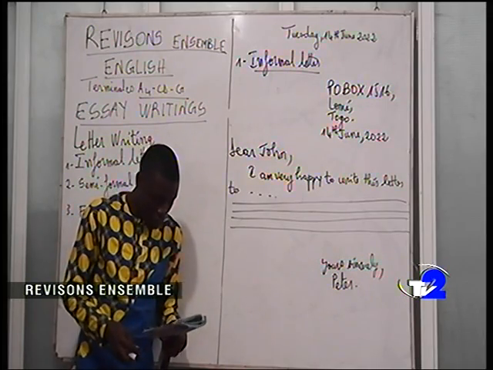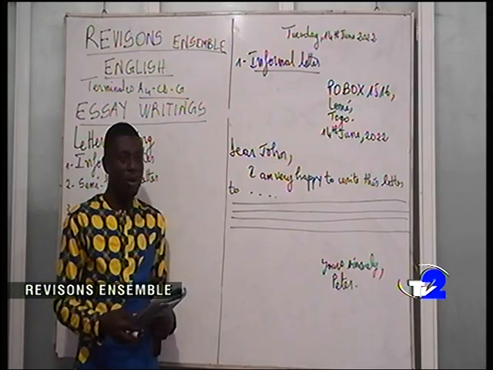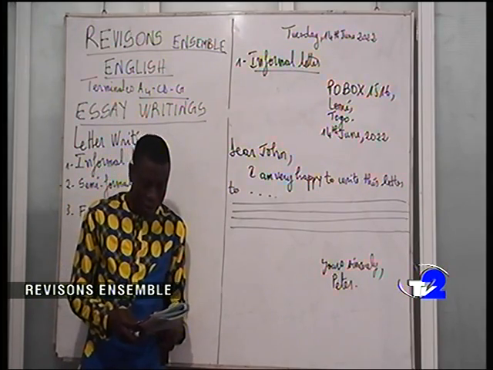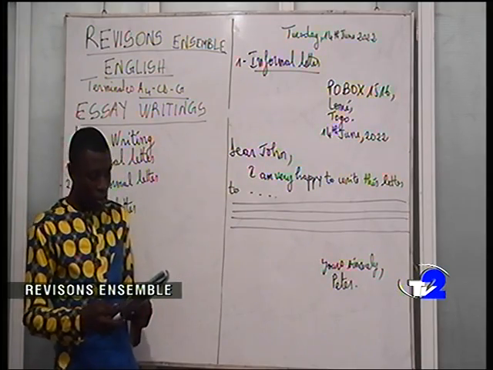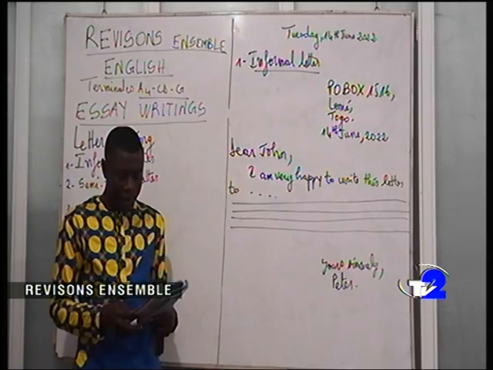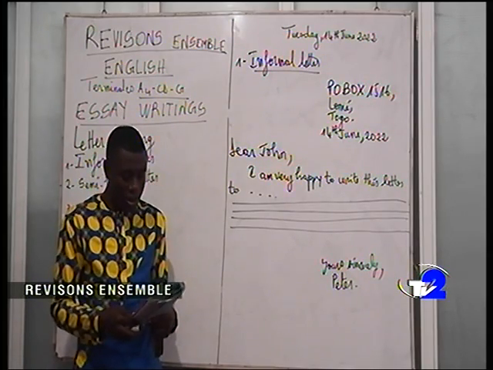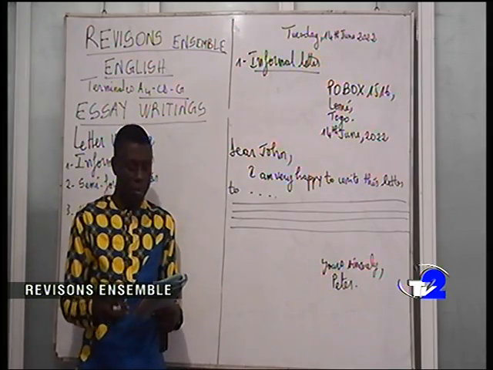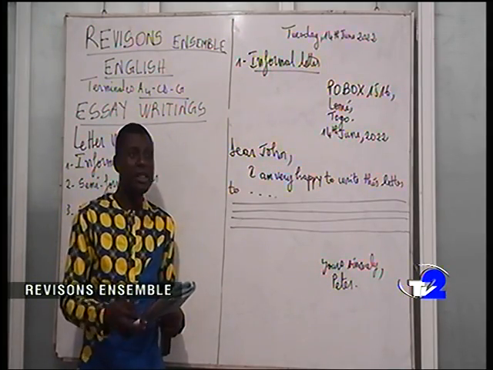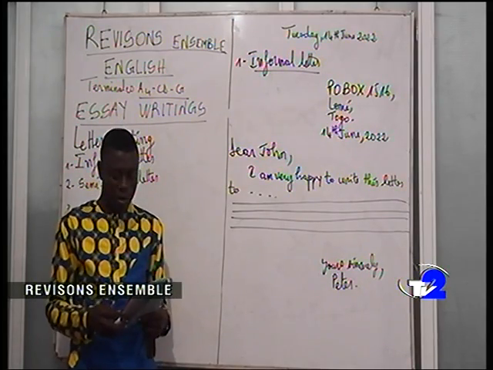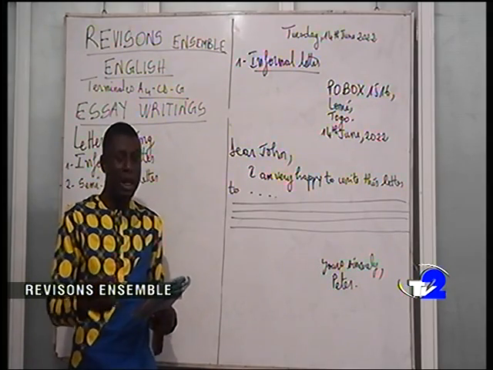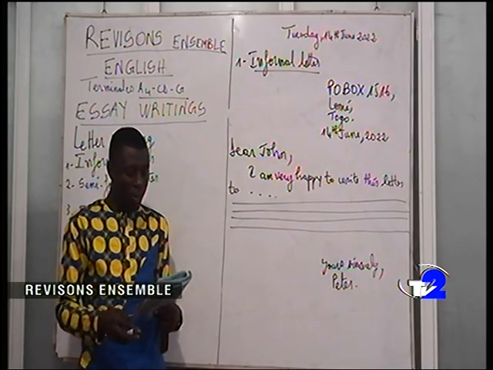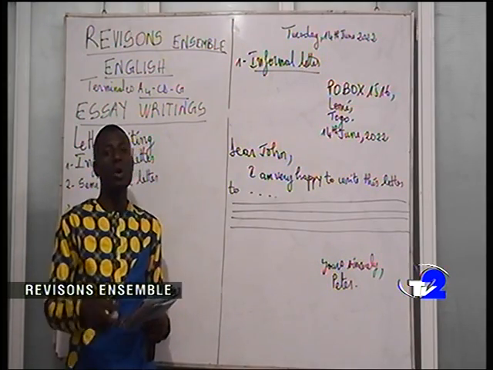The topic says you are Berko Anson, and your address is P.O. Box 3443, Lomé, Togo. Write a letter to your friend Samuel, who is at Kara, inviting him to come and celebrate your birthday anniversary with you. I take it again. You are Berko Anson, and your address is P.O. Box 3443, Lomé, Togo. Write a letter to your friend Samuel, who is at Kara, inviting him to come and celebrate your birthday anniversary with you.